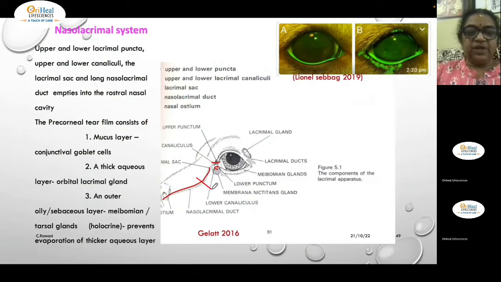Any obstruction in the nasolacrimal duct, you will find epiphora. The tear, because it is a colorless liquid, you will not be able to appreciate well. But when you put a fluorescent dye in the eye, you will be able to appreciate the tear very clearly. Again, the precorneal tear film, we have studied that it has three layers. They are the mucus layer, the thick aqueous layer, and then the thin oily layer outside.